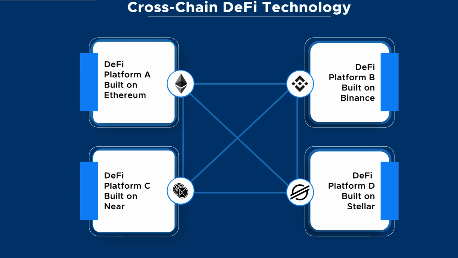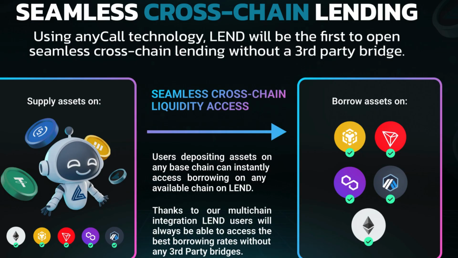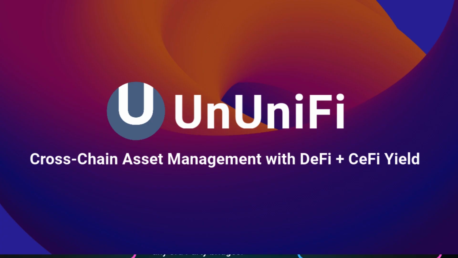Lending and borrowing platforms. Cross-chain liquidity enables users to borrow and lend assets across different blockchains, expanding the range of available collateral and loan options. Asset management. Asset managers can diversify portfolios across multiple blockchains, optimizing risk and returns through cross-chain liquidity.